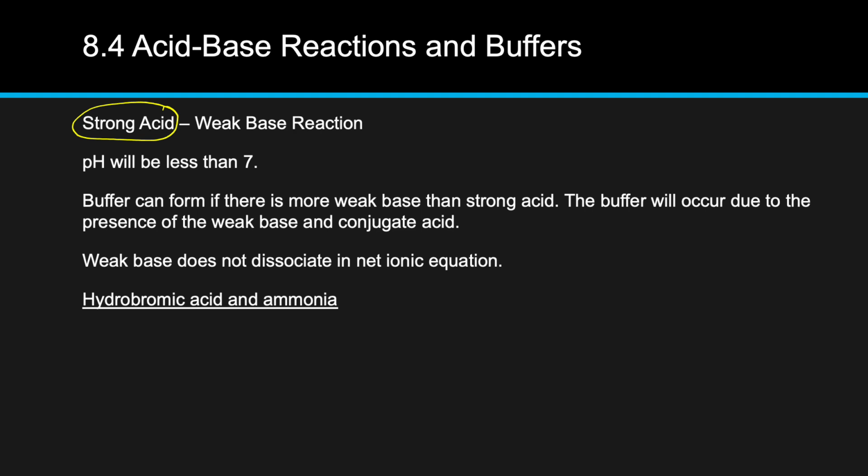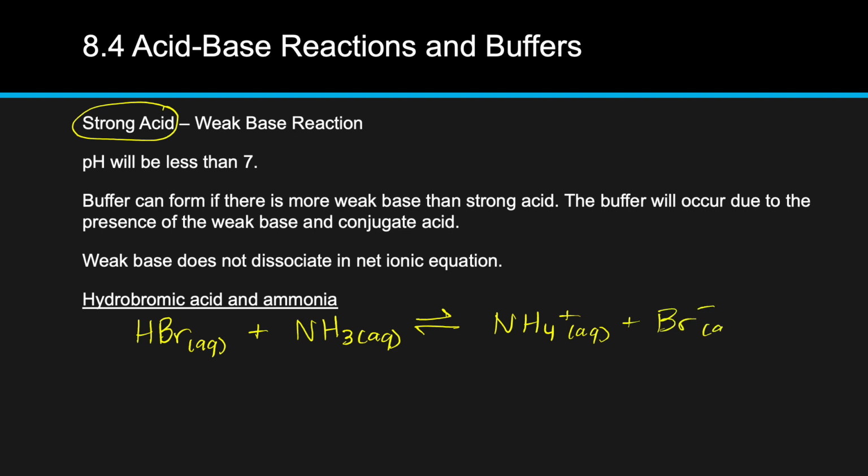So let's start out with an example. So we have hydrobromic acid, which is HBr. That is a strong acid, so it fully dissociates. And then we have ammonia, NH3. And that is a weak base. So we know hydrobromic acid is an acid, so it's going to donate its proton. And then ammonia is a base, so it's going to accept the proton. So we're going to form NH4 plus and Br minus.